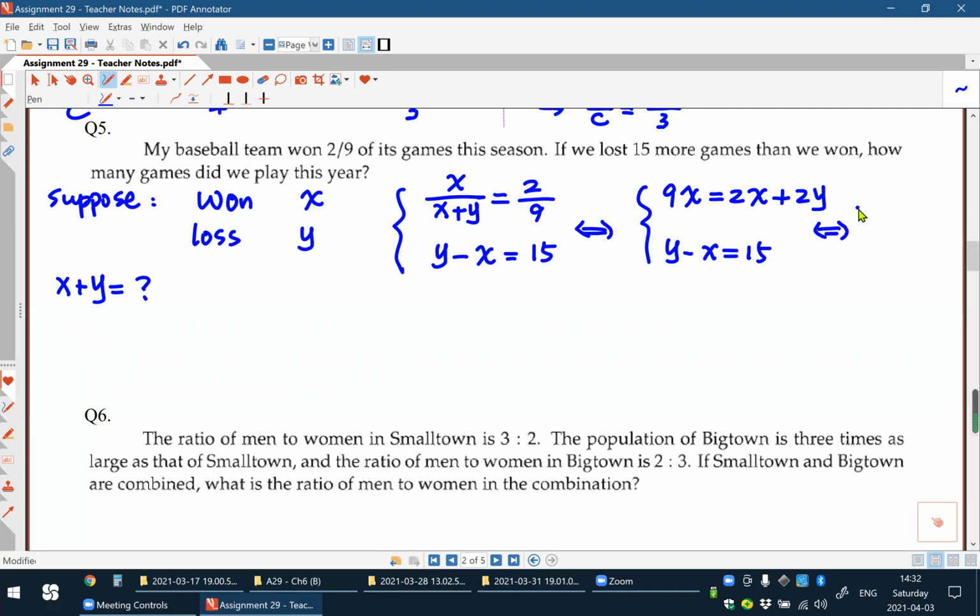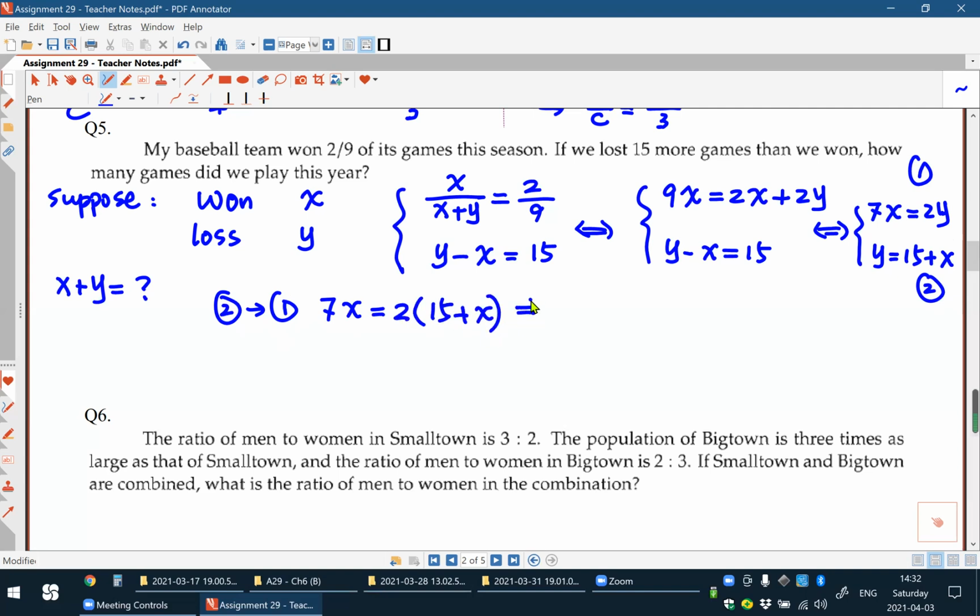Okay, then first equation can be further simplified to 7x equals 2y. And y is 15 plus x. So we call this number 1 and number 2. And then we can put number 2 into 1. Then you will get 7x equals 2y. Y is 15 plus x, right? And from here we can solve x.